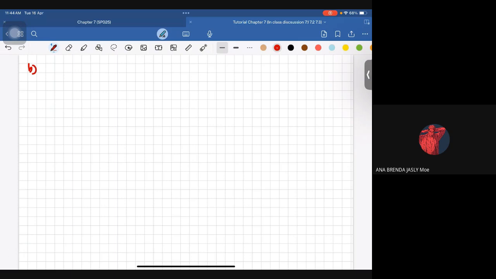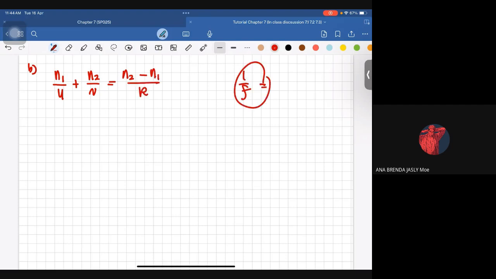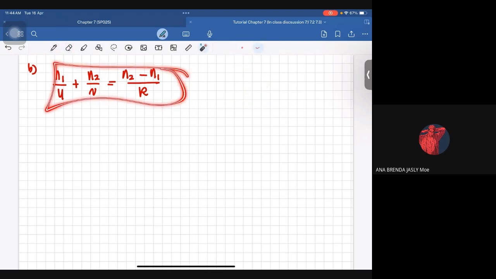Okay, kita pergi sekejap. First, your formula is just this formula. Okay, dia tiada apply formula lain. Dia tidak akan guna 1 over F ni pun. Okay, 1 over F ni dia tidak akan guna untuk subtopic 7.2. Okay, kamu cuma ada satu je formula, which is this formula.